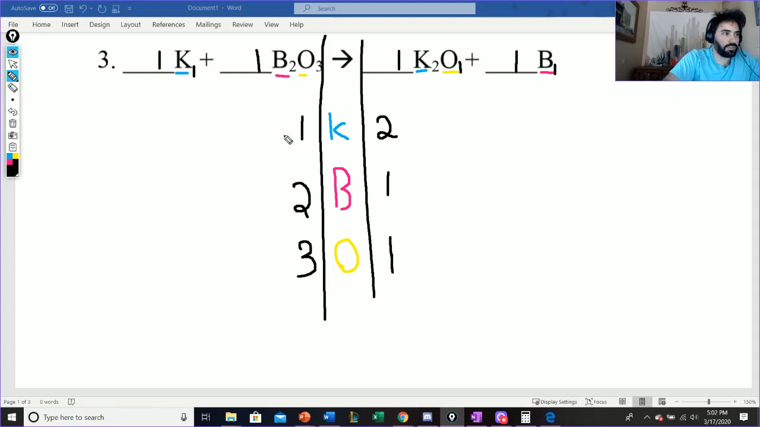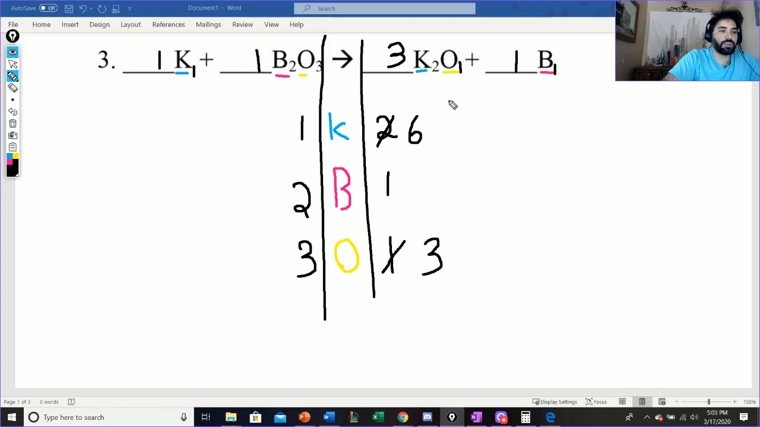So oxygen. Let's change this coefficient to give ourselves the same number of oxygens. I have 3 oxygens on the left. I know that if I change this coefficient to a 3, I'll have 3 times 1 oxygens. I have 3 total oxygens on the right side, but that doesn't just change my oxygens, it changes my potassiums. So now I have 3 times 2 potassiums, so I have 6 total potassiums on the right hand side.